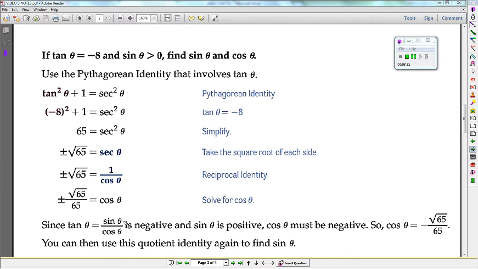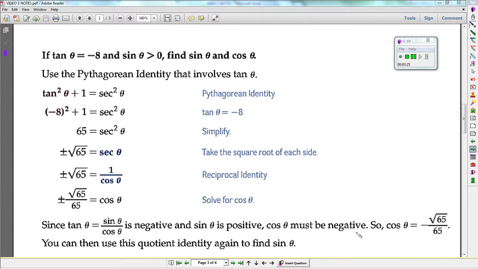Now we say it out loud right here again. Tangent theta is sine over cosine. This is the cosine identity. And tangent theta for the given is a negative real number, and sine is a positive real number. So cosine must be negative, because if you have a positive divided by a negative, your answer, which is your cosine, will be a negative number.